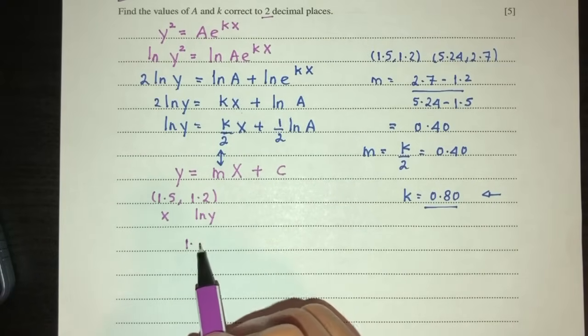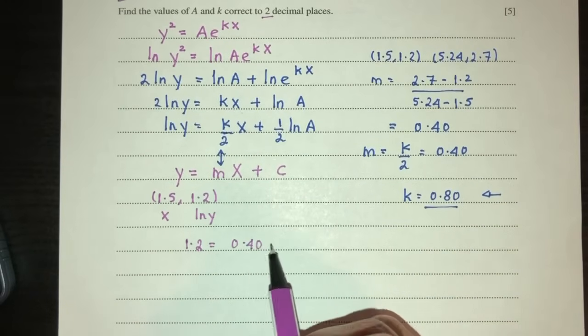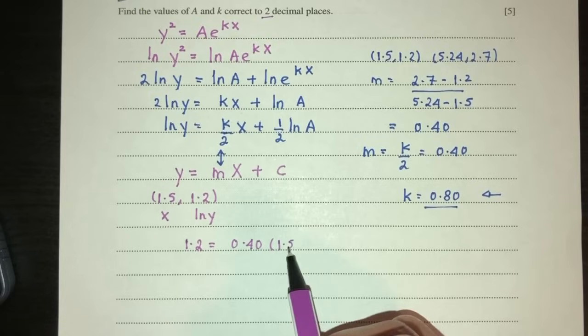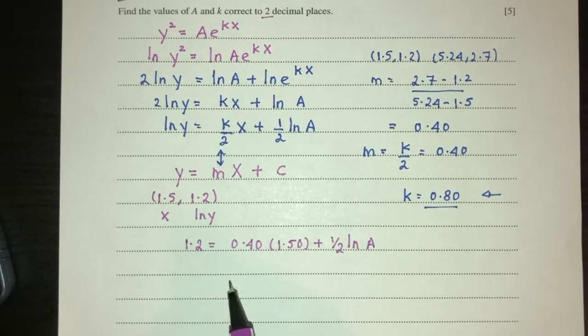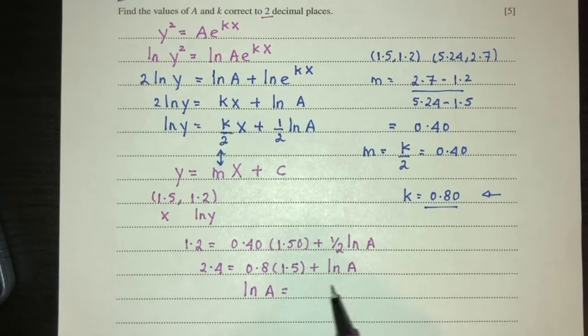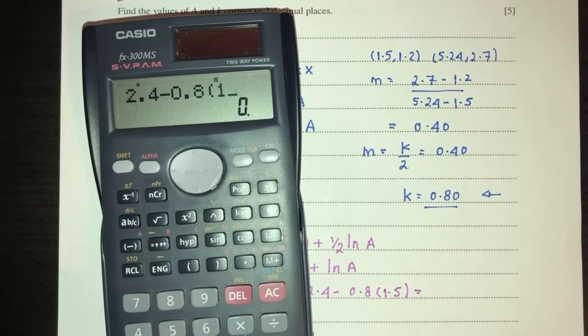So you will have 1.2 is equal to k over 2, which is 0.4, times x, which is 1.5, plus half ln a. Now we can multiply by 2 everywhere. You will have 2.4 equal to 0.8 times 1.5 plus ln a. Make ln a the subject of the formula. You will have 2.4 minus 0.8 times 1.5, which is equal to what? 2.4 minus 0.8 times 1.5.